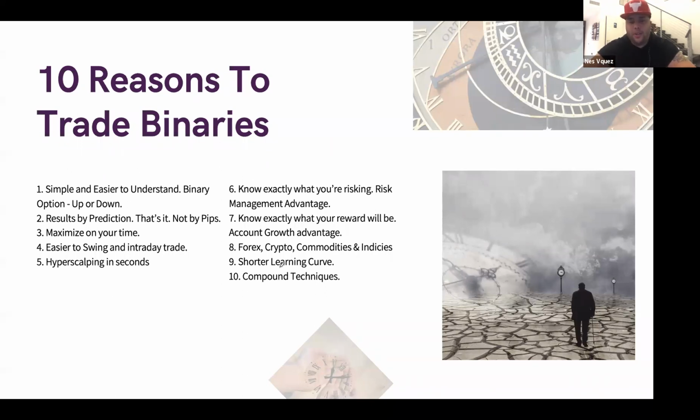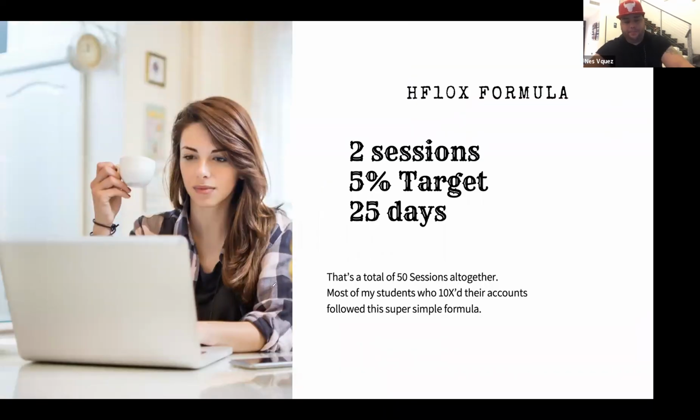Number nine, short learning curve. So if you could shorten the learning curve to help someone trade and get paid, how much faster can your team move? The speed of the leader determines the speed of the pack, right? And number 10, compounding techniques. There are several compounding techniques that you're going to be able to learn on the HFX Academy, right?